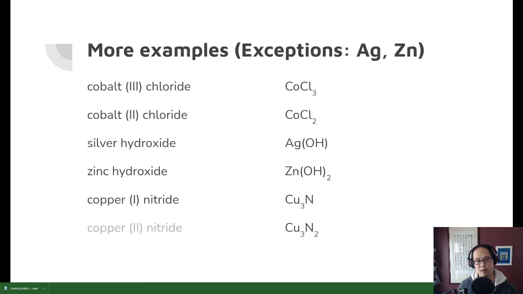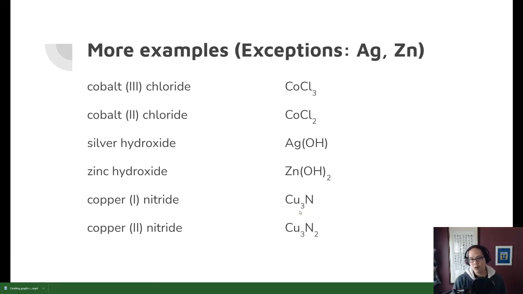Let's go through these examples since I wrote out the answers already. Cobalt 3 chloride. Chlorine has a -1 charge. So if it's cobalt +3, crisscross the -1 and the 3, and you get CoCl3. Cobalt 2 chloride is CoCl2. Silver hydroxide: notice again, silver does not have the Roman numeral. Hydroxide is OH, so AgOH. Zinc hydroxide, Zn(OH)2. Then copper 1 and copper 2 nitride: I just give copper a +1 or +2 charge, and then crisscross like normal.